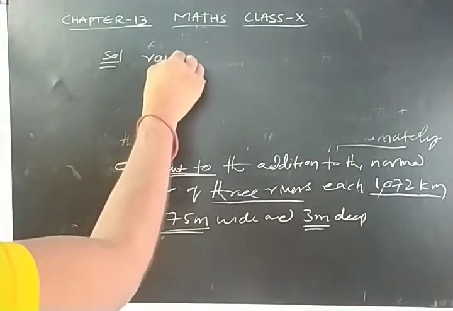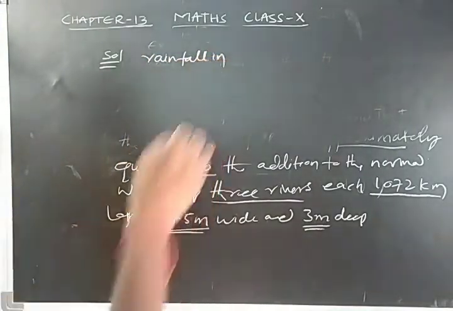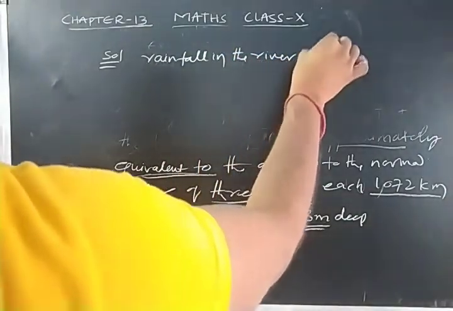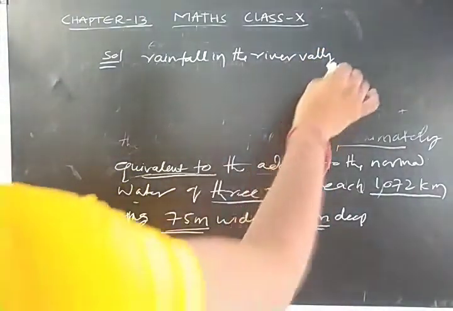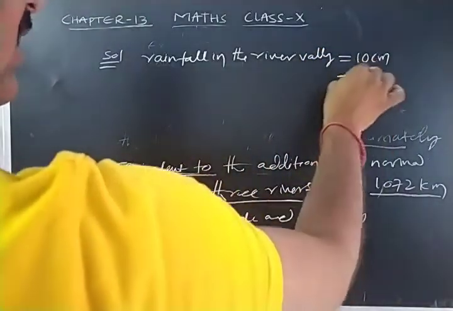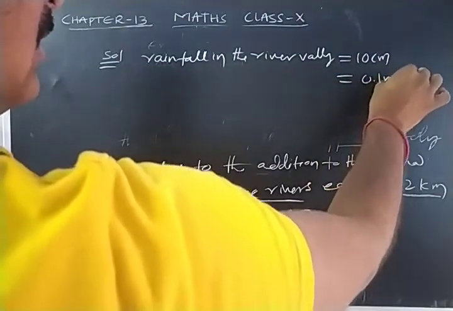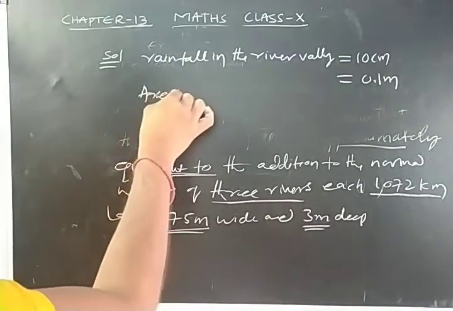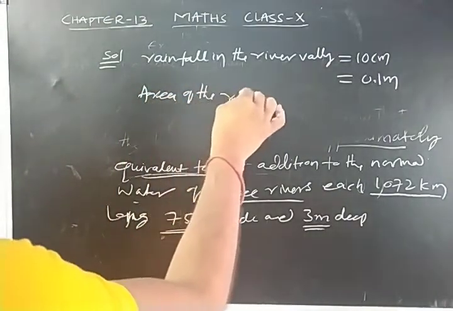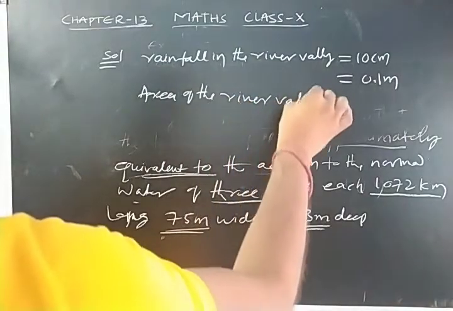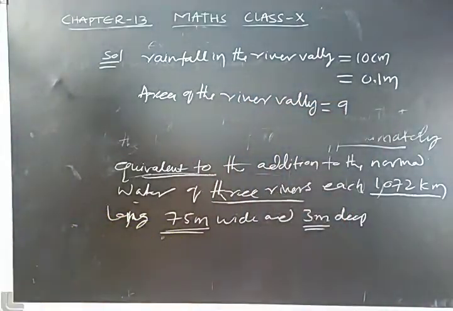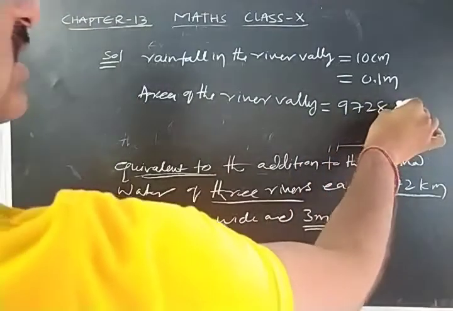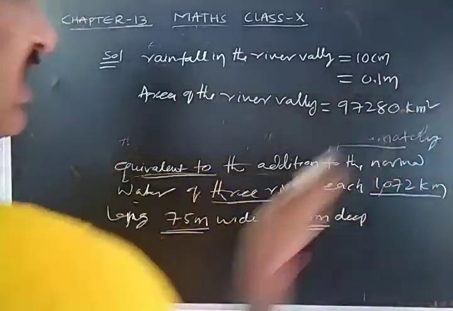Rainfall in the river valley. What is the rainfall in the river valley? It is given as 10 centimeters, and converting into meters, 0.1 meters. Right? Area of the river valley. It is given in the question. The area of the river valley is 97,280 kilometers square. This is the area of the valley.